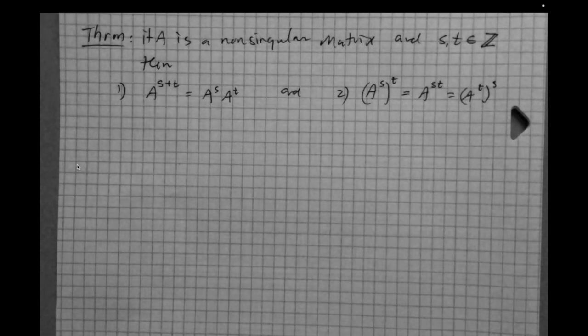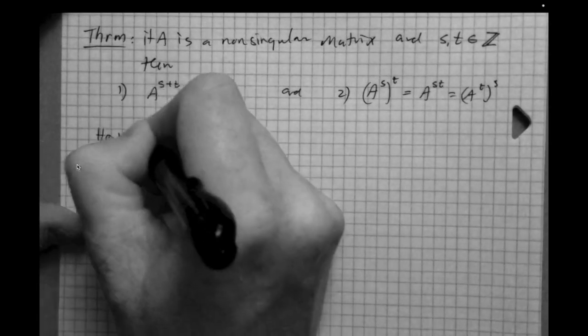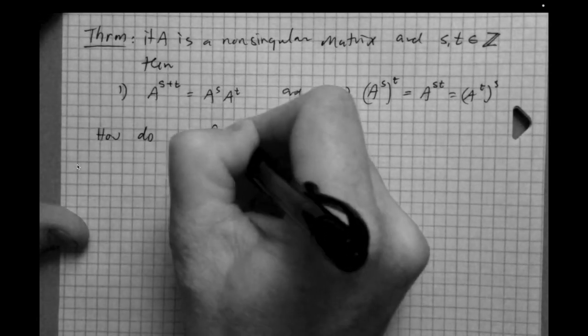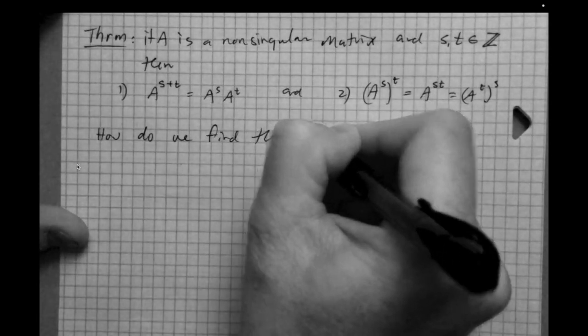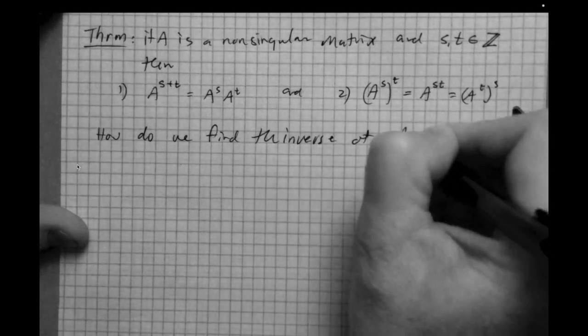Excellent. So this will sort of wrap up maybe the discussion of properties of inverses. I mean, we'll see more also as time goes on, but now I want to shift the focus a little more towards how do we find the inverse of a matrix. So how do we find the inverse of A?